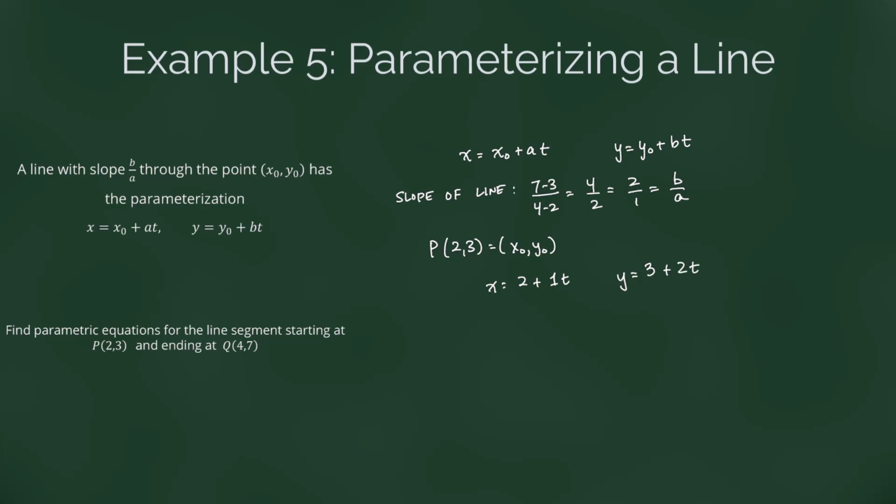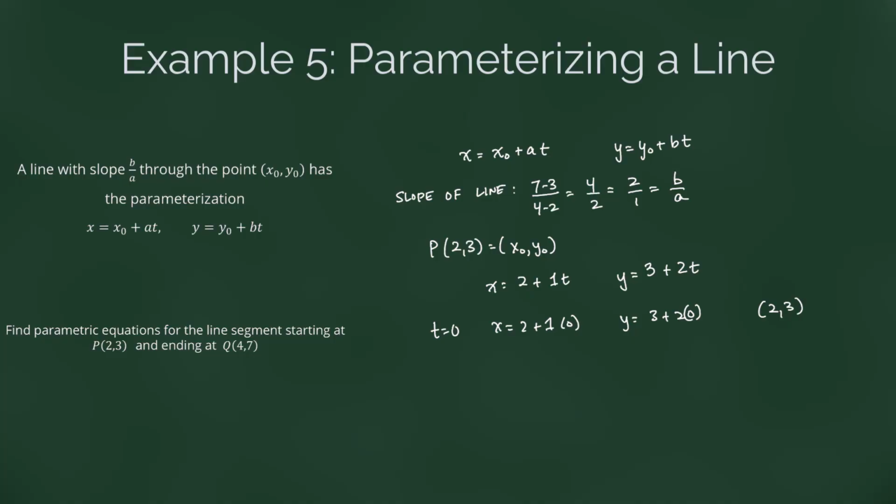Now, we only want to carve out the line segment. Here, if we don't restrict t, this line is going to go on forever in both directions. So since we start at the point 2, 3, we want it to be there when t equals 0. So let's just check what's happened. When t is equal to 0, we get that x is 2 plus 1 times 0, and y is 3 plus 2 times 0, which means we are in fact at the point 2, 3, which is where we want it to start.